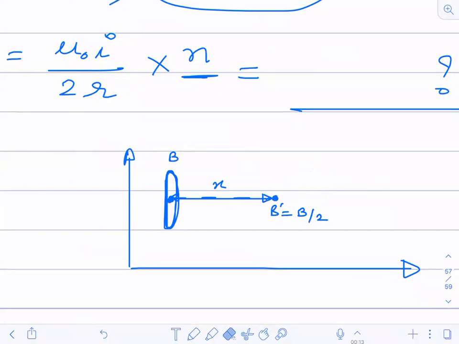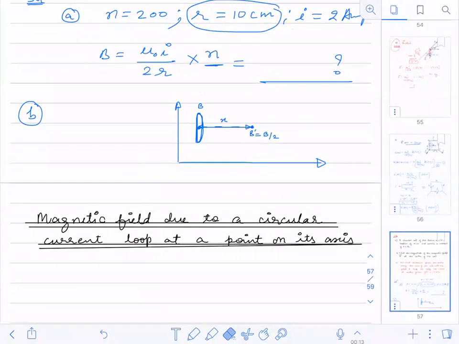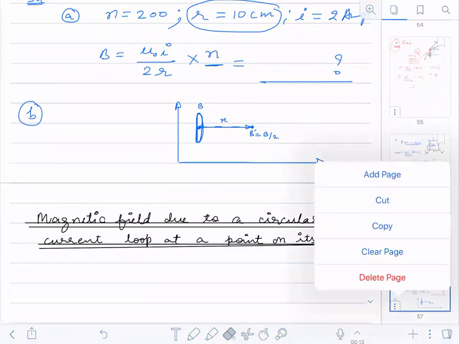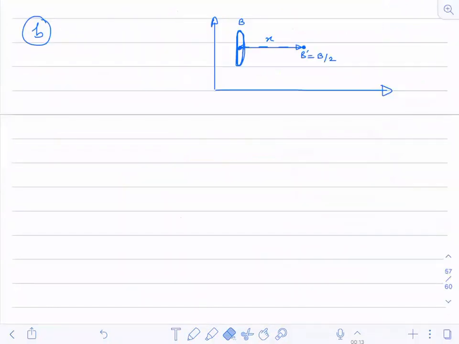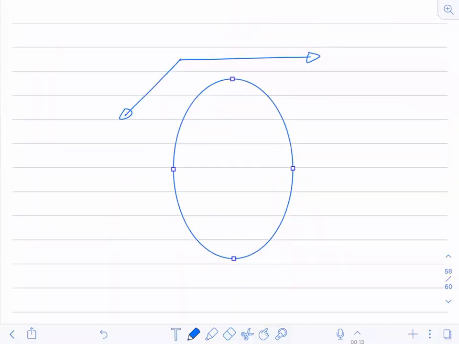If you cannot visualize this figure, I'll try to make another figure. Suppose this is a plane. Understood? This is the XY plane. Is it okay? This is an XY plane.